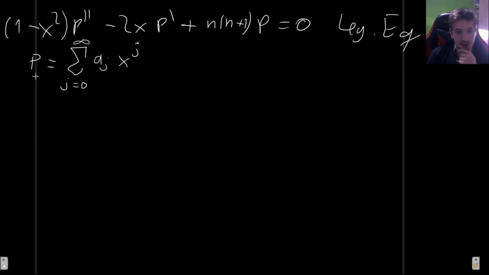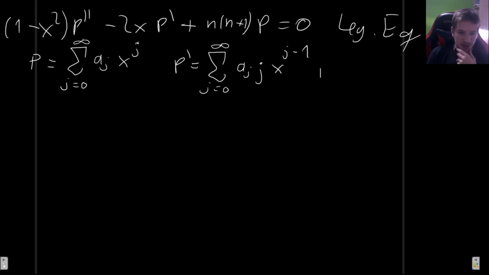That means its first derivative, p prime, is going to be the sum from j equals 0 to infinity of a sub j times j times x to the j minus 1 power. And the second derivative, p prime prime, will be the sum from j equals 0 to infinity of a sub j times j times (j minus 1) times x to the j minus 2 power. I'm covering it up a little bit, but it's just j minus 2 there.